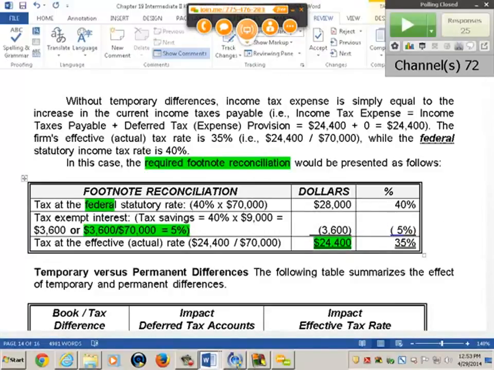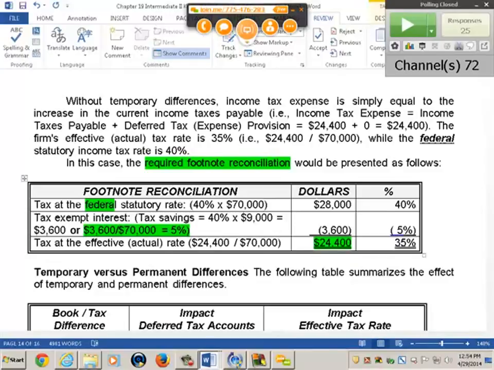Now, to do it in percentages, very simple. You divide everything by 70,000. You would take the 28,000, the tax at the federal rate, over 70. That gives you 40%. You would take the 3,600 savings on the tax-free interest, divide that by 70. You get 5%, and you get the effective tax rate by taking 24.4 divided by 70. Now, again, that is the effective rate.